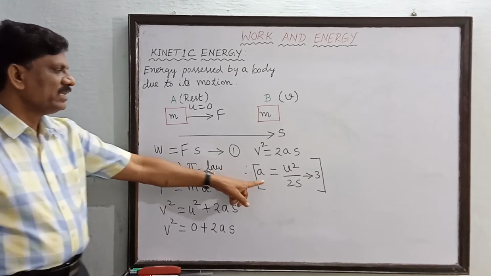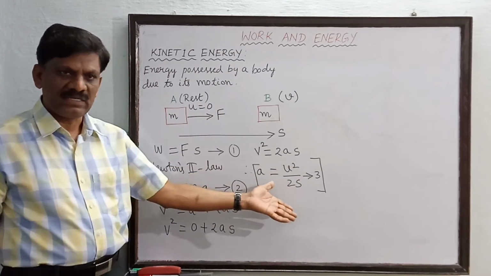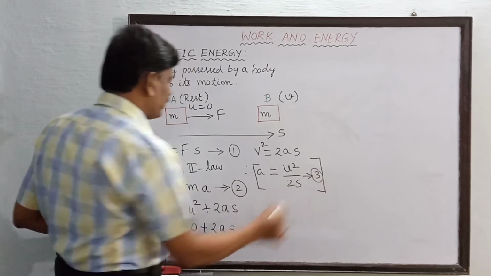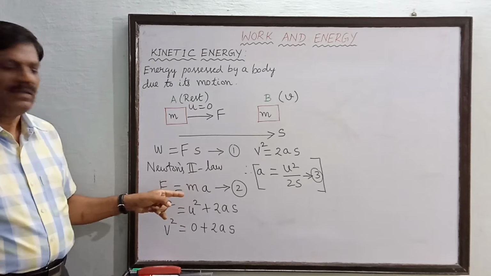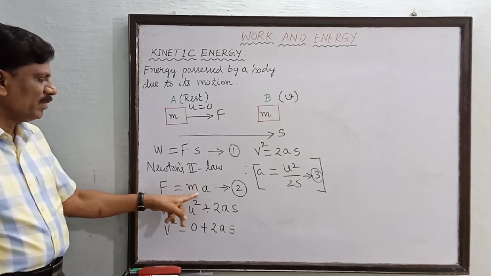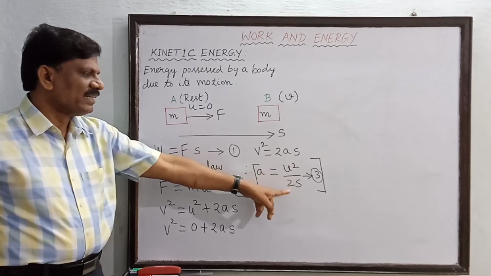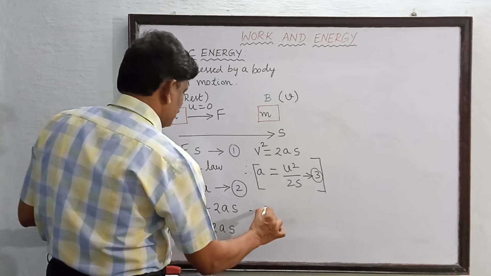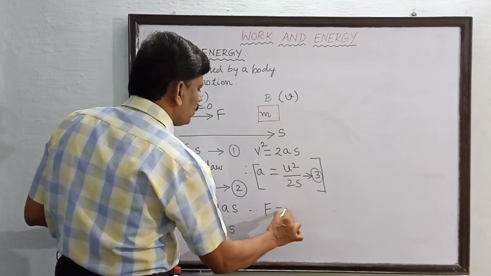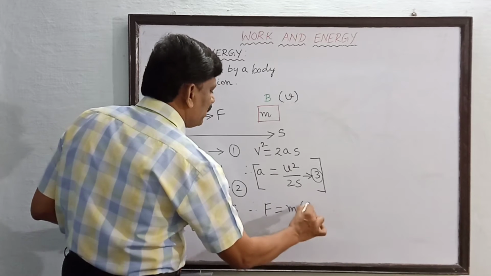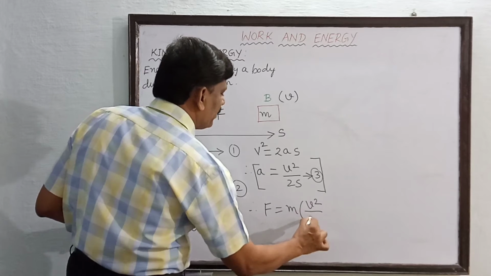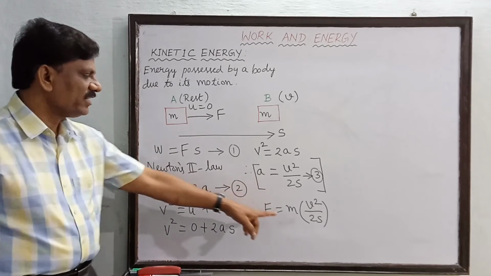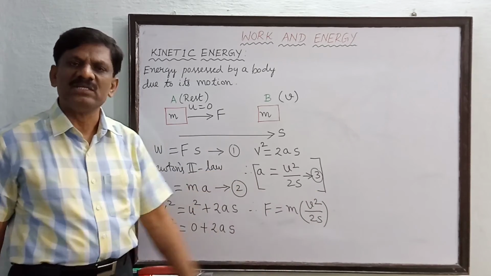So, what is the acceleration? A is equal to V square by 2S. Now I am going to substitute equation 3 in equation 2. Therefore, force is equal to mass into, instead of acceleration, V square by 2S. So F will now be equal to M into V square divided by 2S. Instead of acceleration A, I have substituted V square by 2S.